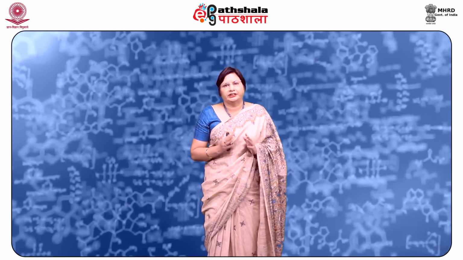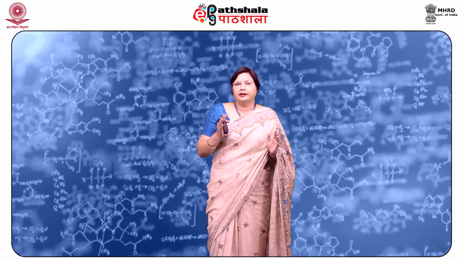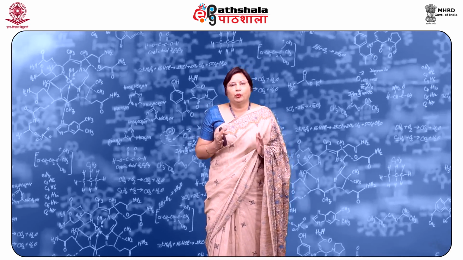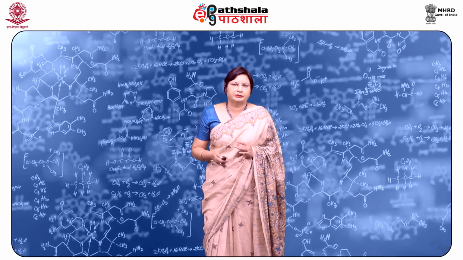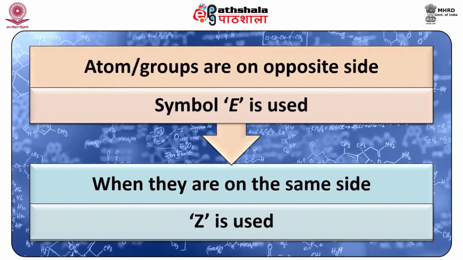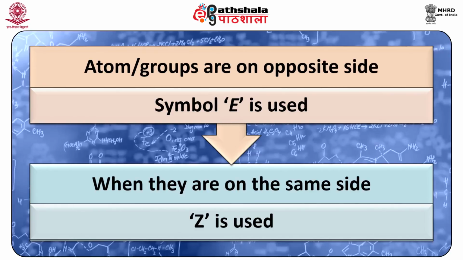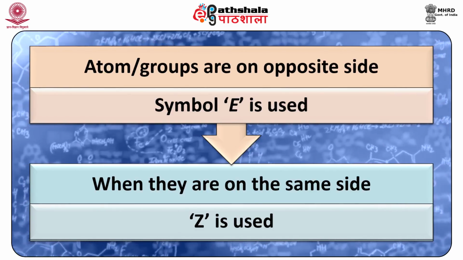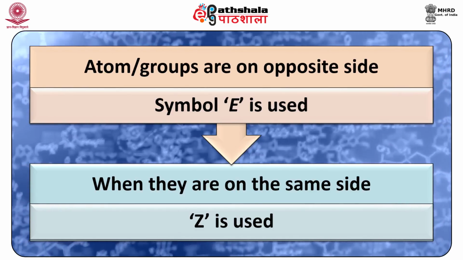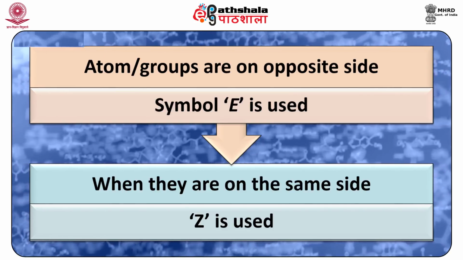The EZ notations have also been used for these compounds, and this is based on the presence of two highest priority atoms or groups on the same side or opposite side, and here it is very simple. You can clearly look at the groups because the rest are only lone pairs, and when the atoms or groups are on opposite sides, the symbol E will be used, and if they are on the same side, the symbol Z will be used.